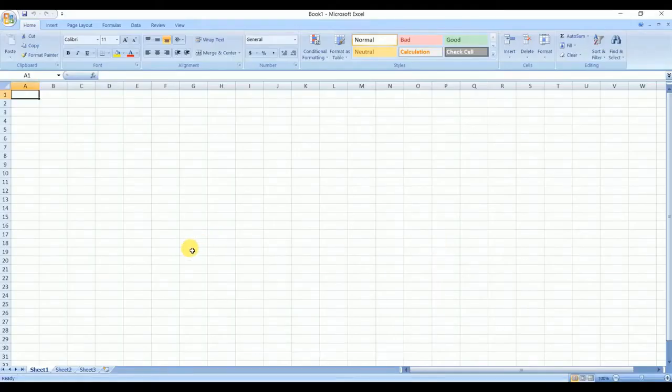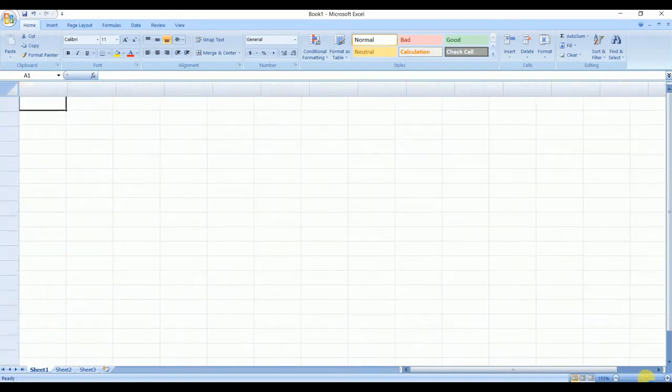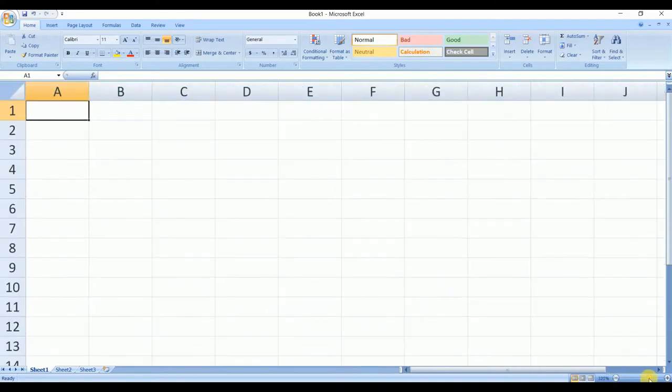Welcome friends. In this video I will show you how to calculate loan payment using PMT function in Microsoft Excel. The first thing I will do will be to zoom in so we can see the cells very well. Then of course let me just quickly explain.